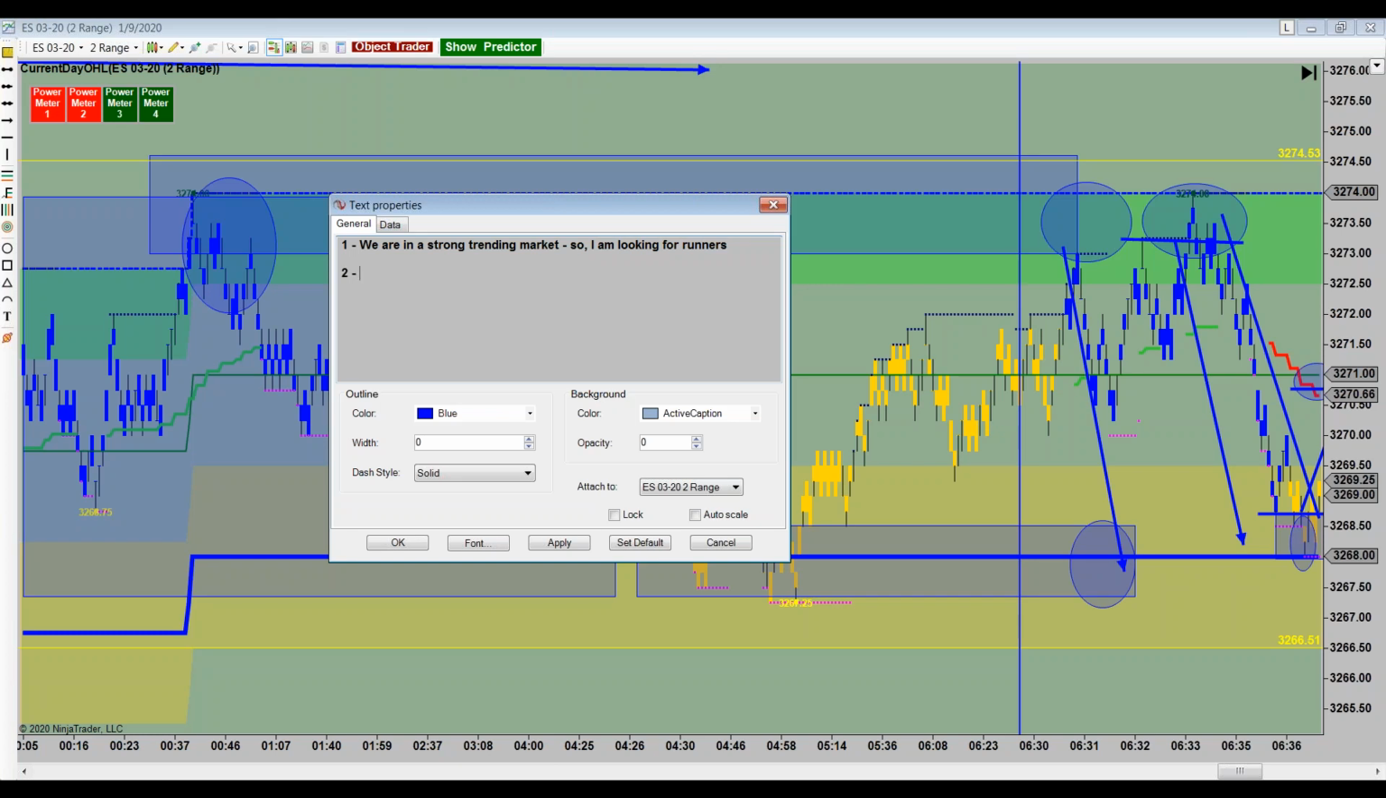2, we are in a sideways slash range bound market. And therefore, I am looking for what? Fill in the blank. Only. Fill in the blank.